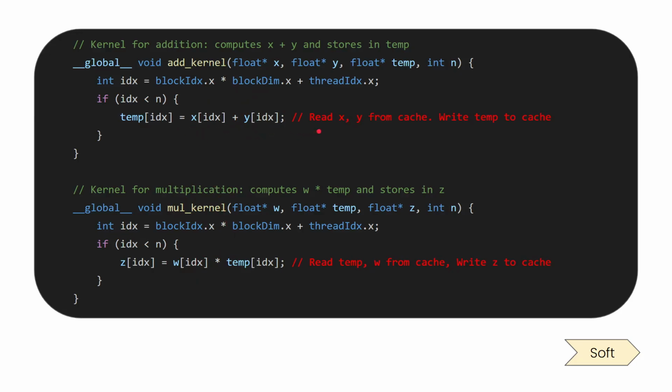And the way we do it is we read X and Y from cache memory, so get this data, add them together, and then store them to the cache in this temp variable. And then the next kernel runs where you retrieve the sum from the cache alongside W, the weights, and then multiply them together, store them in Z, and write that result to the cache. So how can we improve upon this?